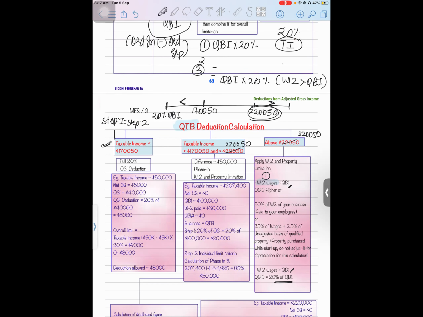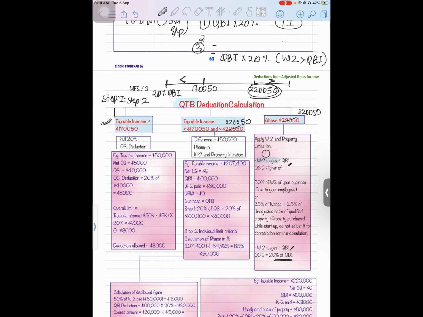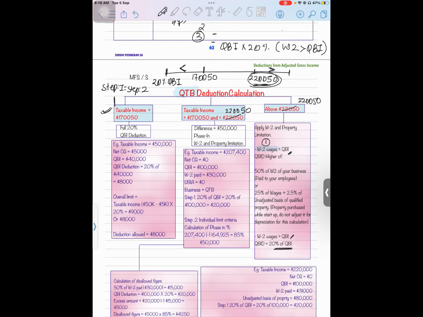Okay, now this thing is, if your W2 is less than QBI, it means you are properly paying your employees, you're also earning the profit, and your taxable income is also more than this amount. What you will do is take 50% of whatever W2 expense you have incurred, or take 25% of W2 plus 2.5% of unadjusted basis of qualified property.